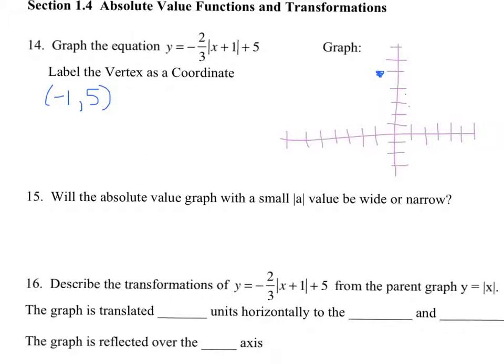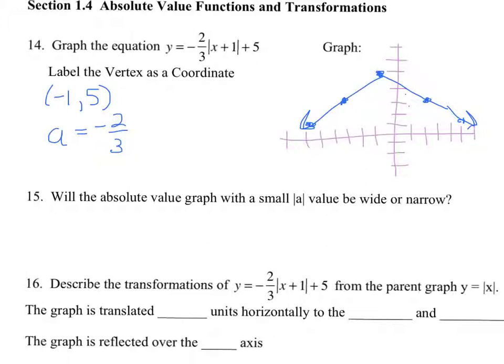Okay? Now I'm going to use the slope, or the a value, of my absolute value graph to plot the rest of my points. So since my a value is negative 2/3, I'm going to go down 2 and over 3 in both directions to start forming the V shape of this absolute value graph. And I'm just going to go down 2 and over 3 one more time. And then that is our absolute value graph.